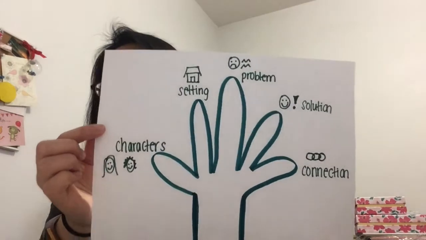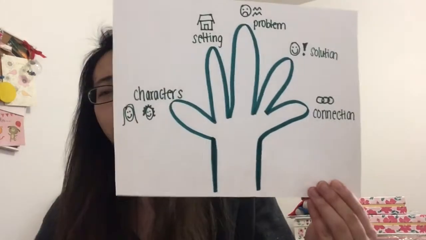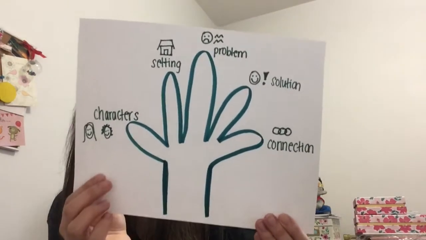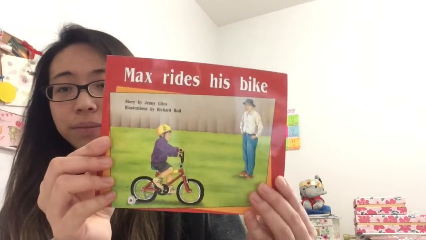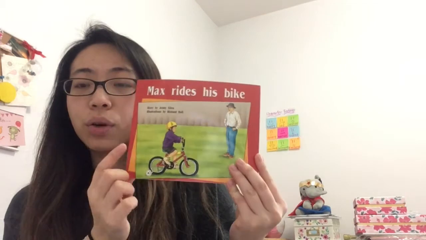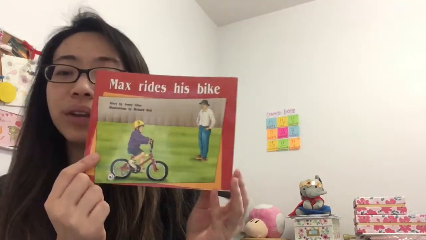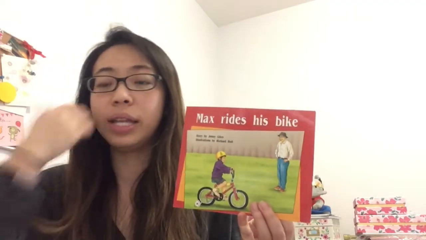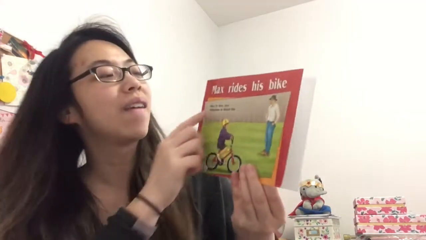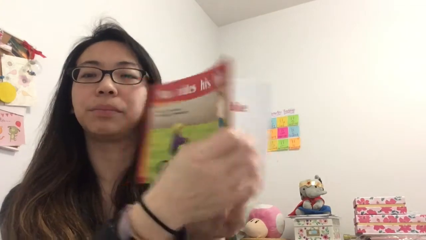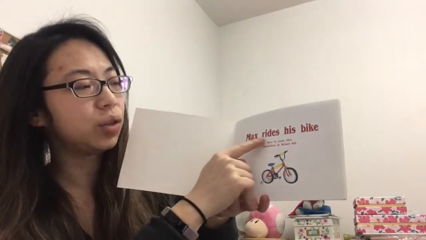So this is our retelling hand, and we are going to read a book together. After reading the book, you're going to help me retell what happened using our retelling hands. Okay? So I have this book called Max Rides His Bike. And after reading this book, you're going to help me retell what happened. So let's get started. Max rides his bike.